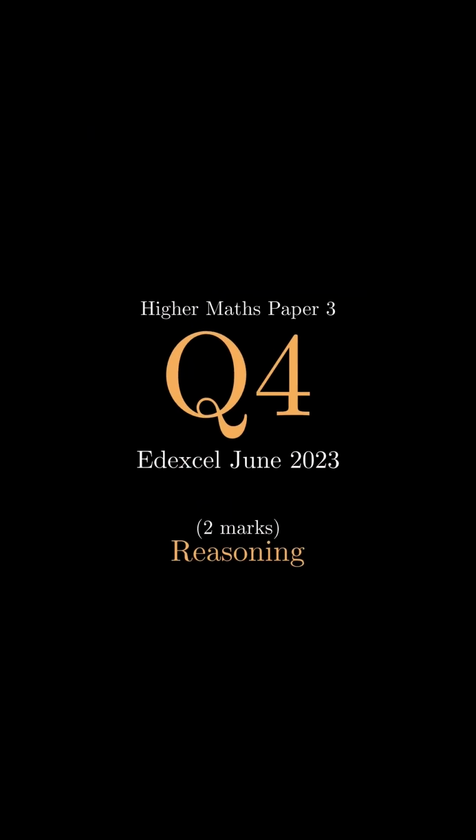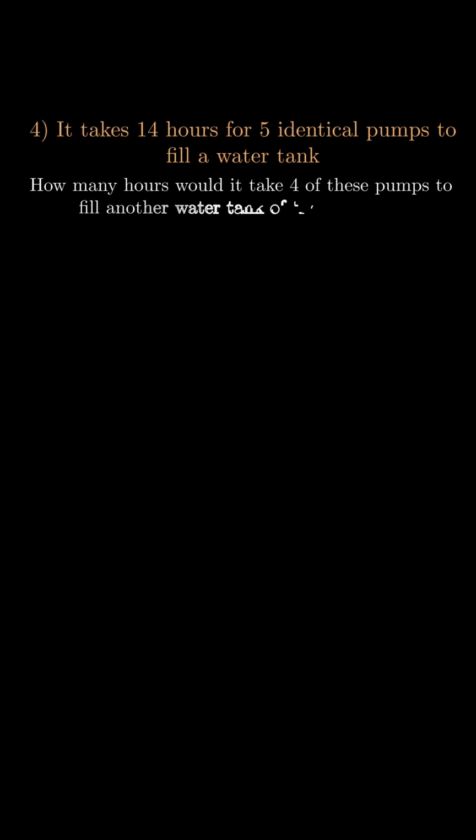Question 4. It takes 14 hours for 5 identical pumps to fill a water tank. How many hours will it take for 4 of these pumps to fill another water tank of the same size? Since 5 pumps take 14 hours to fill the tank, 1 pump will take 70 hours. Now, if we were to use 4 of these pumps, then that will divide the time of 70 hours by 4, and then that will give us 17.5 hours.